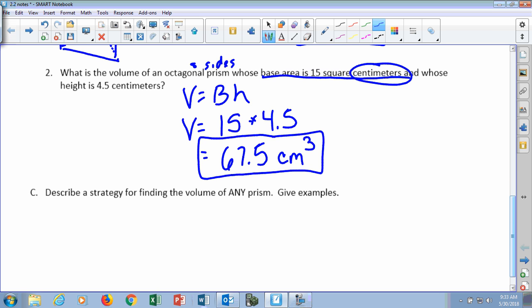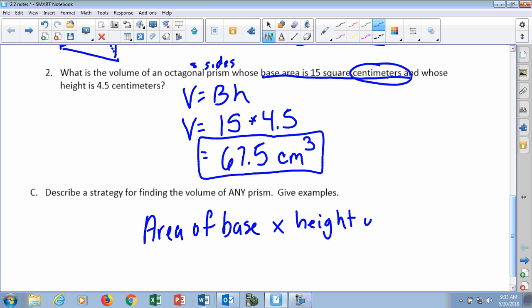So again, describe a strategy for finding the volume of any prism. Okay, it's your area of the base times the height of the prism, and you'll be able to find it for any prism. All right. So let me pause. Let me stop this right here.